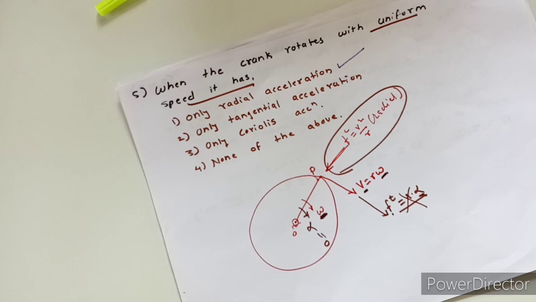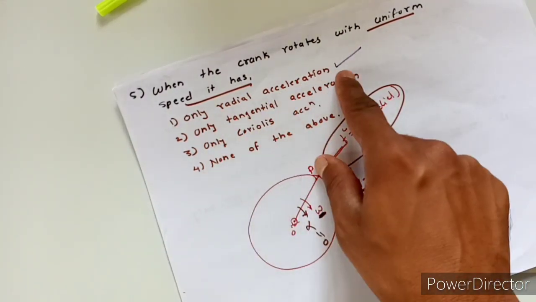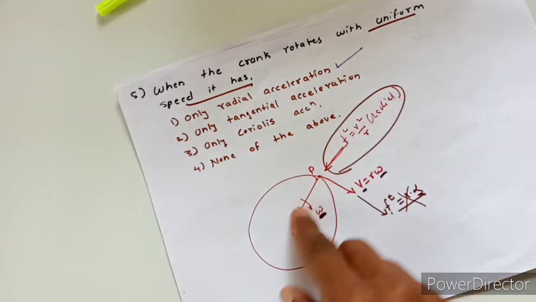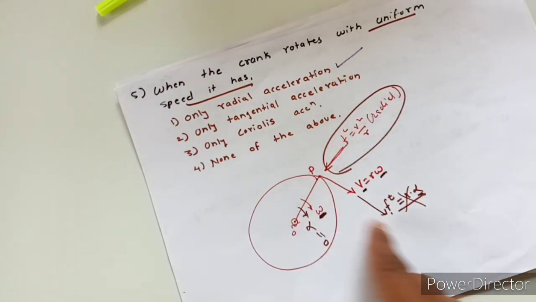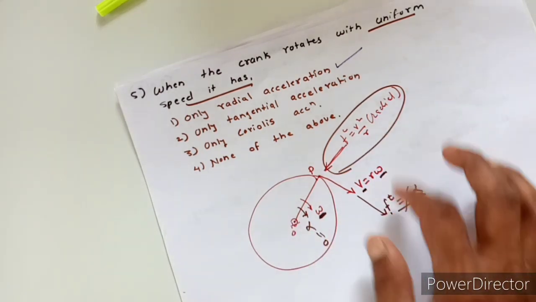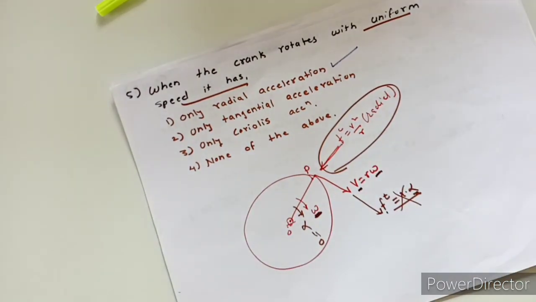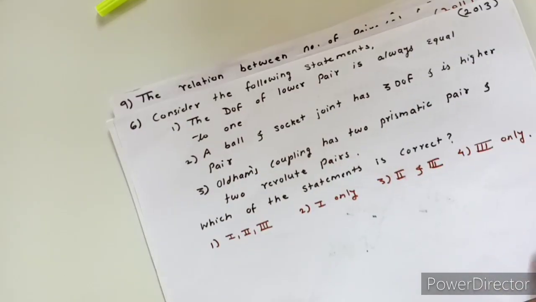When any link rotates with uniform speed, it will have only one component of acceleration, which is the radial component of acceleration. And tangential exists when the link moves with non-uniform speed. So when the link moves with non-uniform speed, when it has some angular acceleration, there will be two components of acceleration, radial or centripetal and tangential component. Now question number 6.